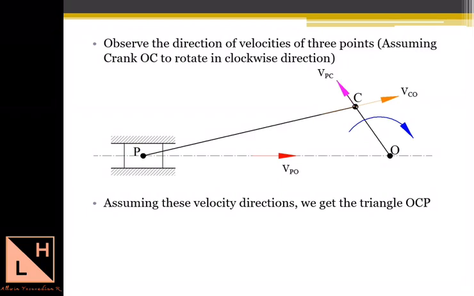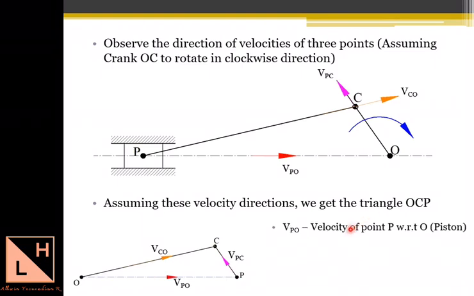Assuming these velocity directions, we are going to get the triangle OCP as you see here. Why is this triangle OCP given? Because this triangle is drawn related to the direction of velocities. Depending on the velocity directions, this triangle is constructed. As you observe, VPO falls on the line OP, VCO falls on the line CO, and VPC falls on the line CP. So this triangle is constructed based on the direction of the velocities which we discussed just now.